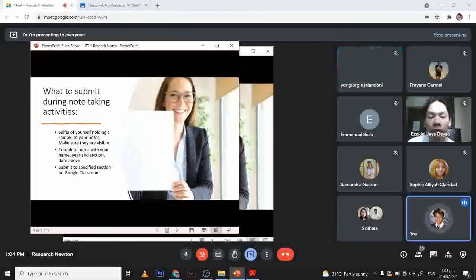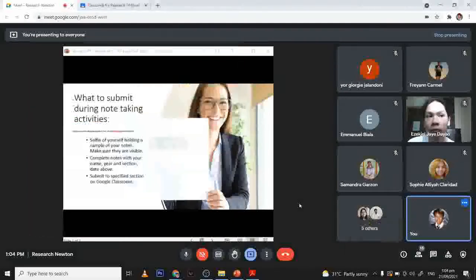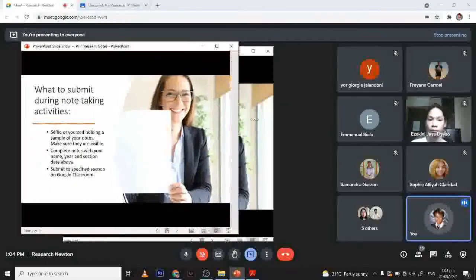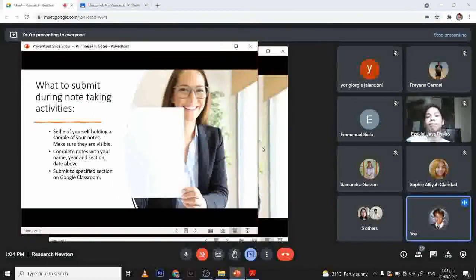So what to submit during note-taking activities? Okay, first, I want you to take a selfie of yourself holding a sample of your notes. Then, you also take a picture of your complete notes with your name, your section, and date above per page. Later on, I'll be asking you to write down notes on a specific task. So each page, you need to take a picture showing your name, your section, and date.